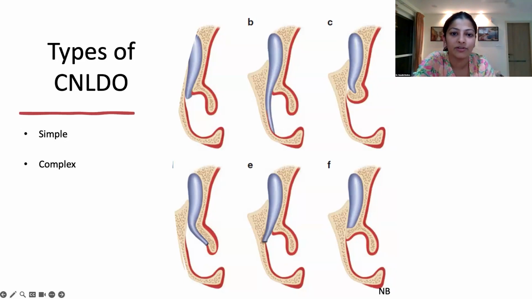So if you look at the first picture, there is just a small membranous obstruction. But look at B, C, D, E, and F. All of these are complex varieties. Now in B, what do you see? Look at the nasolacrimal duct. It reaches all the way up to the floor of the nose.